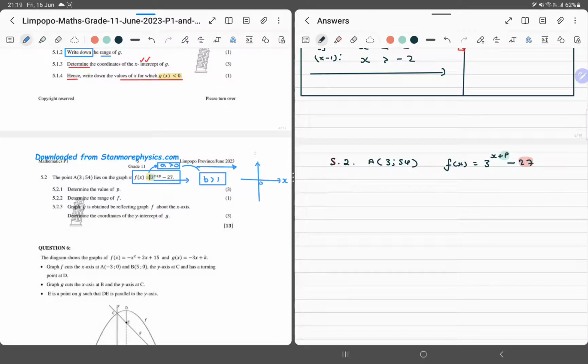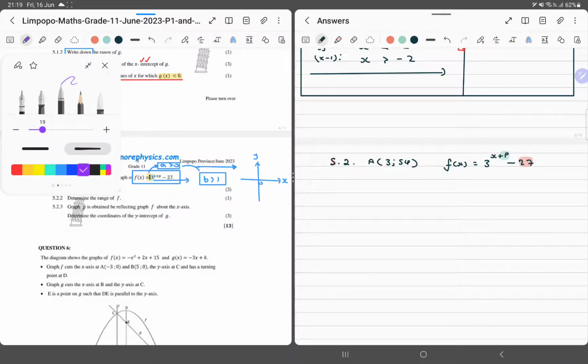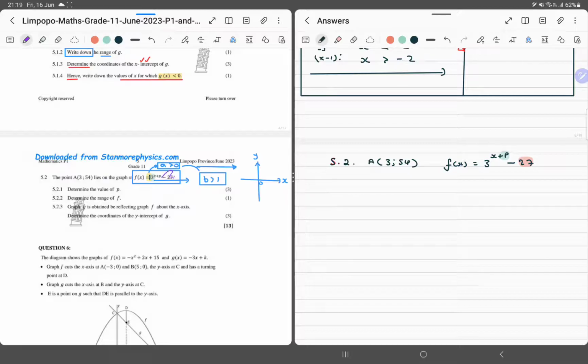So these are the x's. Now let's do the graph. What is this graph looking like? Now we are saying the horizontal asymptote is at -27. So, if we can say that is the story right there.